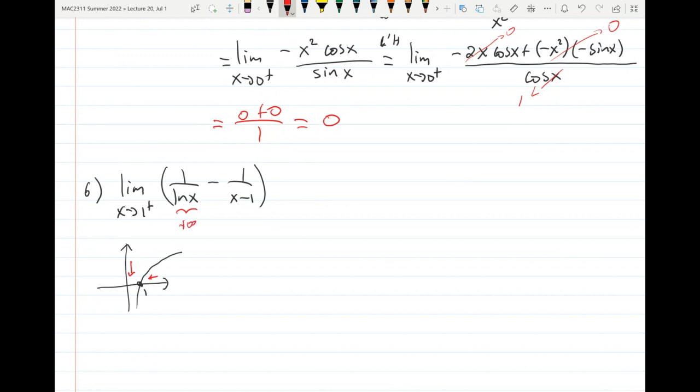Because if we did it from the left, it would be negative infinity, because it's approaching 0 from below the x-axis. So it will be negative infinity. Okay, so you have to be careful. So this one is just positive infinity. And then because x is bigger than 1, x minus 1 is positive. So the second one is also positive infinity. So we do have infinity minus infinity.